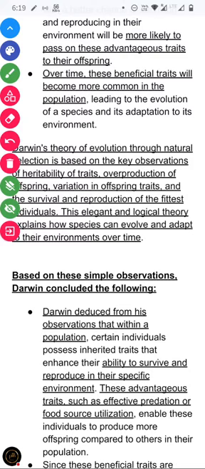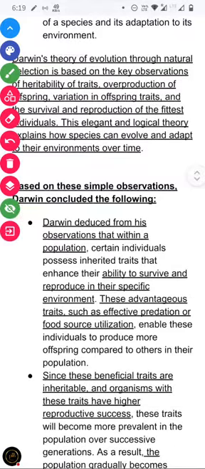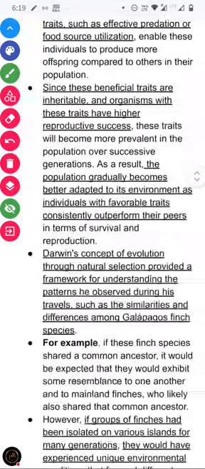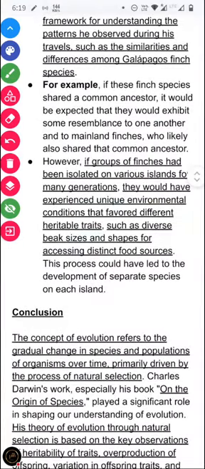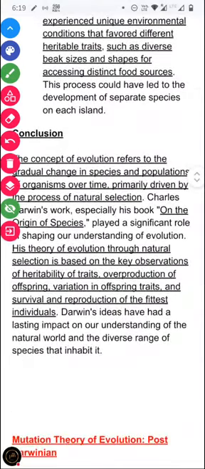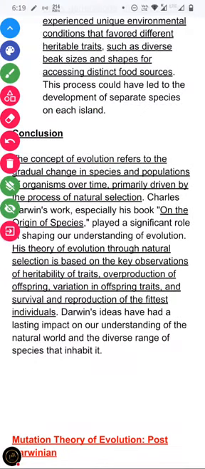Based on these simple observations, Darwin concluded the following. So the conclusion of Darwinism about the theory of evolution and human evolution and emergence of man. So introduction, body part, as well as conclusion, you can find related to the perspective.